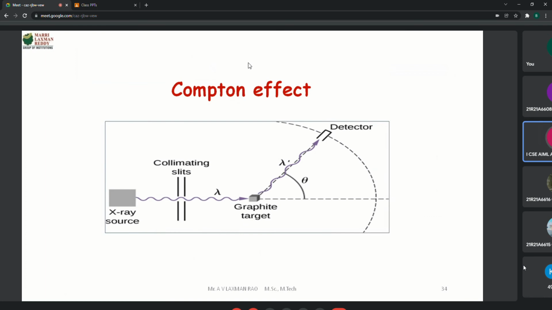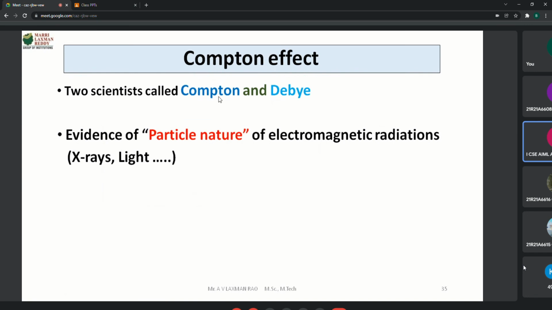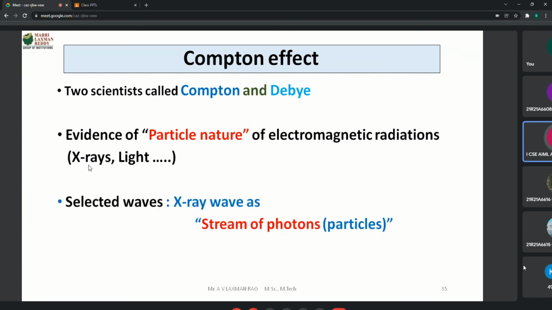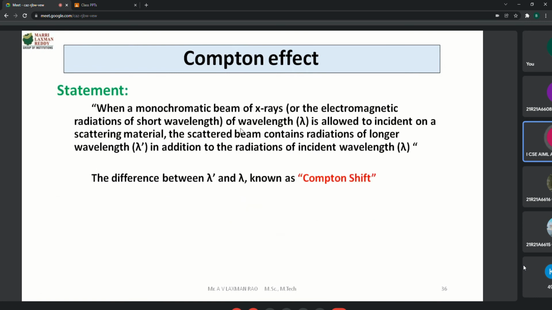Okay, next. Any doubts in the meanwhile, you can ask. Compton effect. What is Compton effect? We have seen. Okay. First, you need to write the statement. Compton effect is an experiment done by Compton and Debye, and it is an experimental evidence of the particle nature of electromagnetic radiation. Particle nature of a wave. X-ray waves were selected by these scientists as the input. Okay, and that statement is this one.